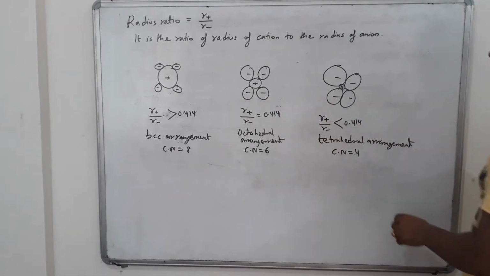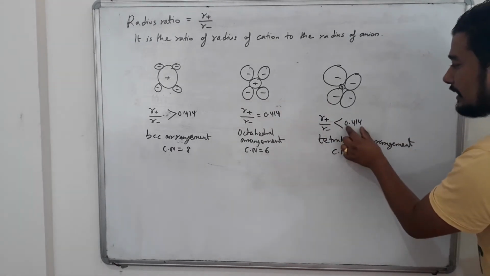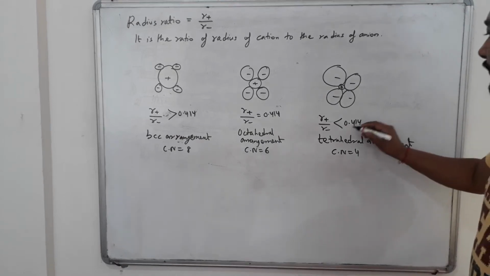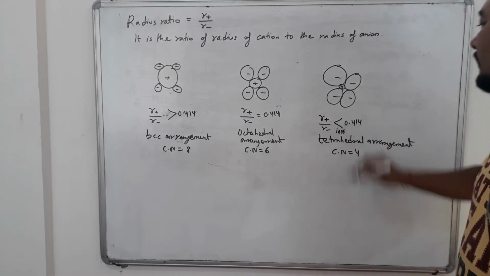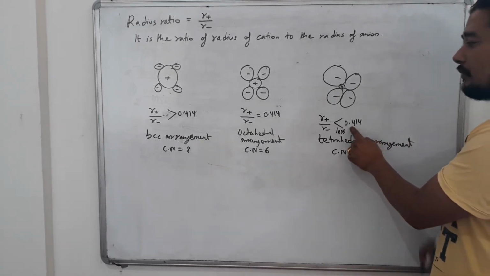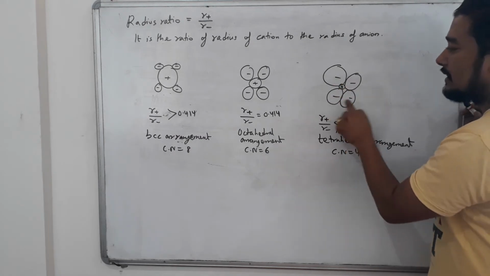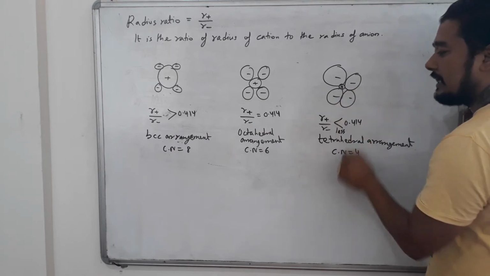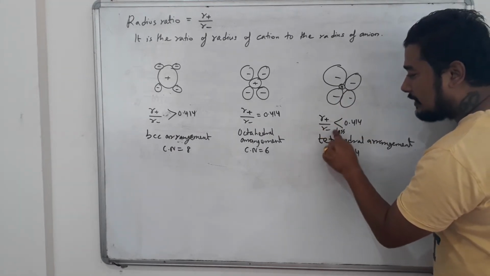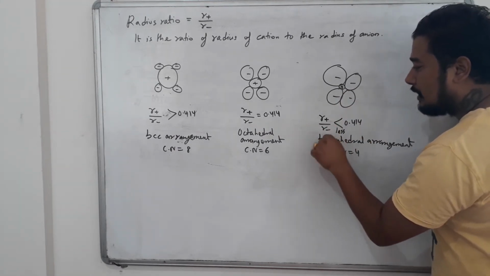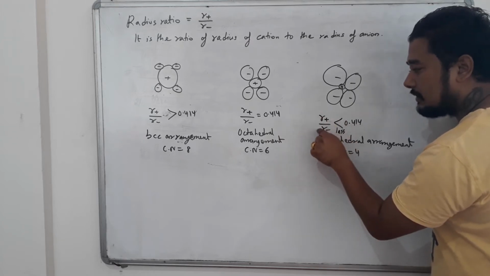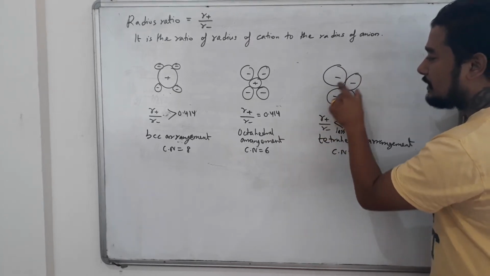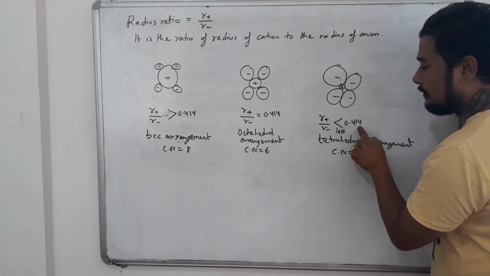But if you go this side, students, the value of radius ratio is coming less than 0.414. Why? Because anion size is bigger. So the radius of anion is bigger than cation. If the denominator, the anion radius, is bigger, the overall value will come less. Therefore, the radius ratio of this will be less than 0.414.